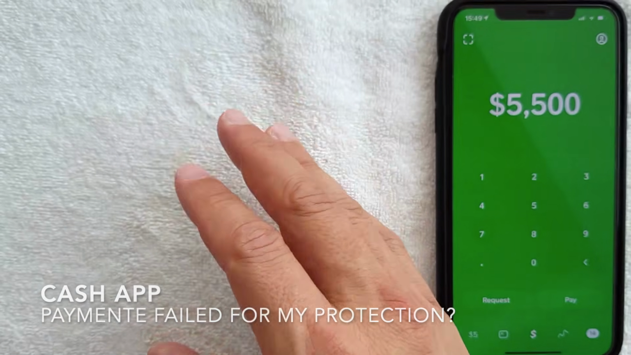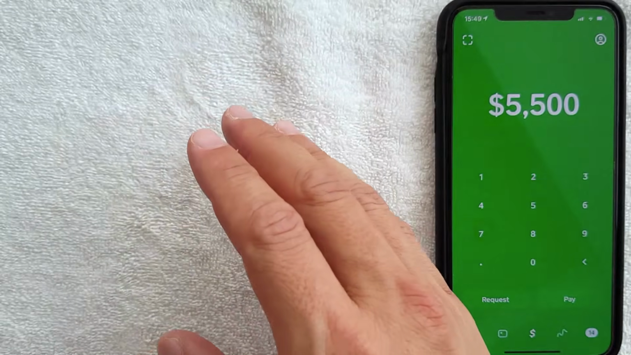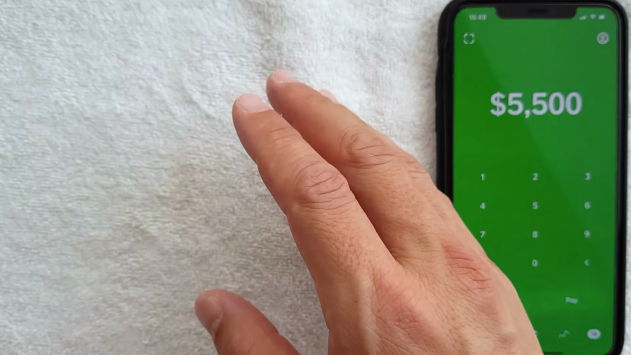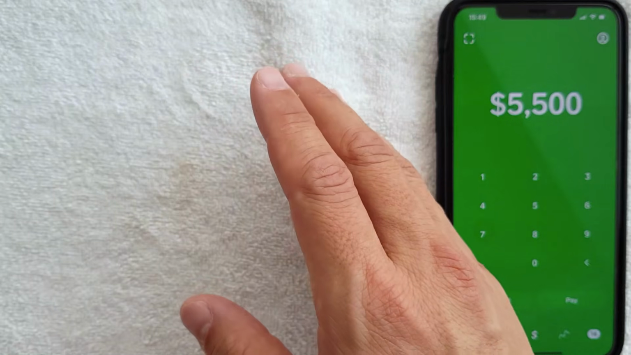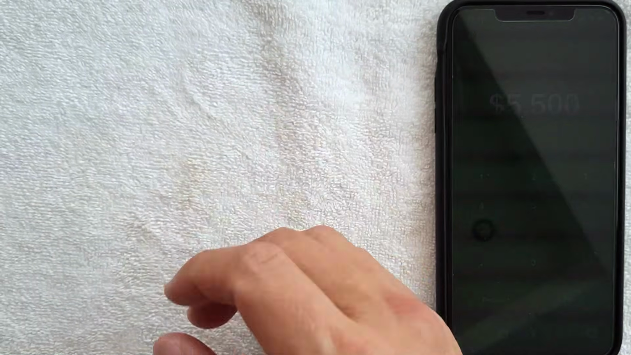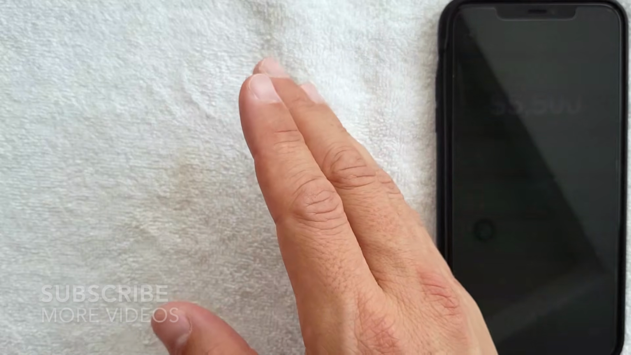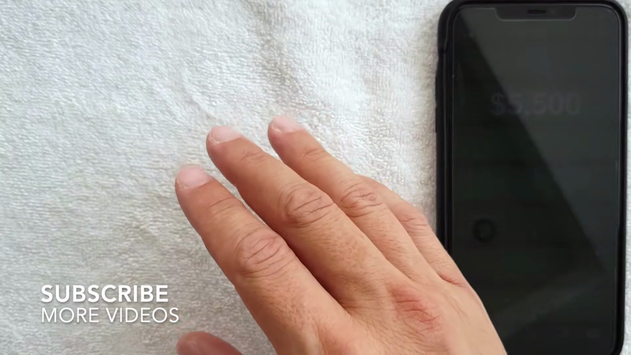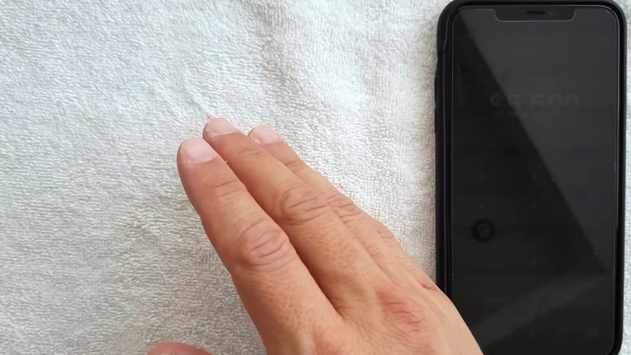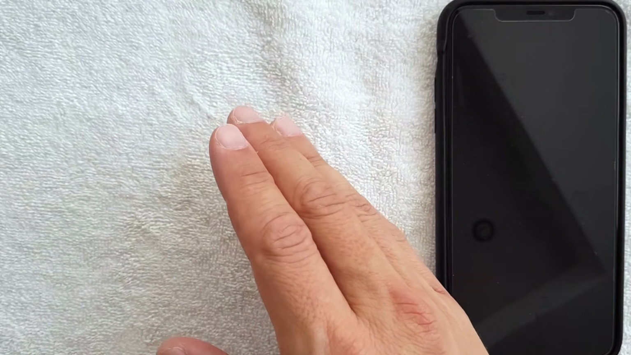I'm going to answer a question I've been getting a lot lately, and that is, why is it sometimes when you send a payment out, you get an error that says Cash App failed for my protection? So let's go ahead and talk about this. First off, guys, it's going to be a really quick video. There's actually not a lot to talk about with this, but I'm going to go over a couple of key details that are going to save you some money and possibly prevent you from being scammed.